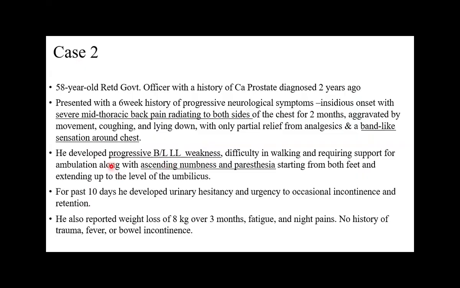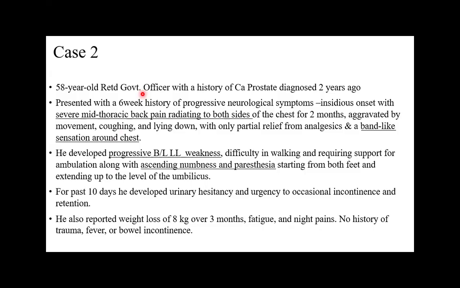Next case is a 58-year-old retired government officer with a history of CA prostate diagnosed 2 years ago, presented with a 6 weeks history of progressive neurological symptom, insidious onset, severe mid-thoracic pain, radiating to both sides of the chest for 2 months, aggravated by movement, coughing and lying down, with only partial relief from analgesics and a band-like sensation around the chest. He developed progressive bilateral lower limb weakness, difficulty in walking and requiring support for ambulation, along with ascending numbness and paresthesia starting from both feet and extending up to the level of umbilicus.